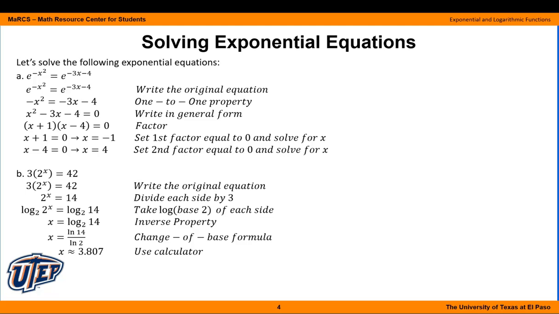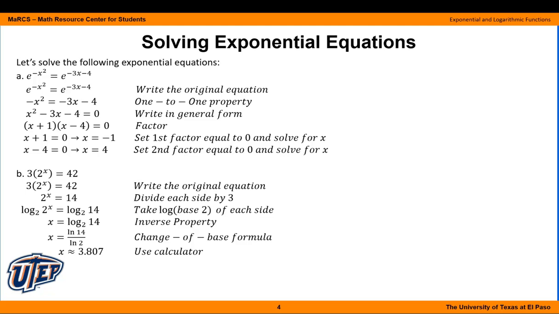Let's solve the first exponential equation. Notice that both sides of the equation are powers of e. Since the bases are the same, we can use the one-to-one property and set the exponents equal to each other. This gives us a quadratic equation. After moving all terms to one side and factoring, we obtain two possible solutions. The solutions are x equals -1 and x equals 4.